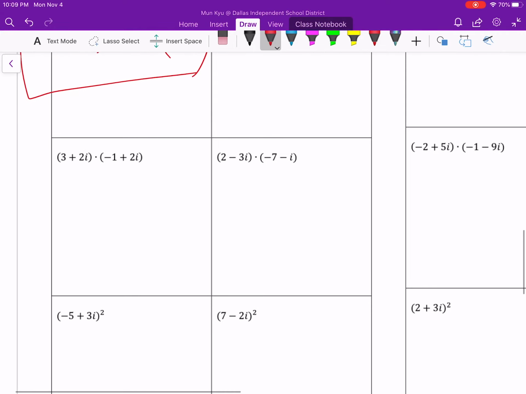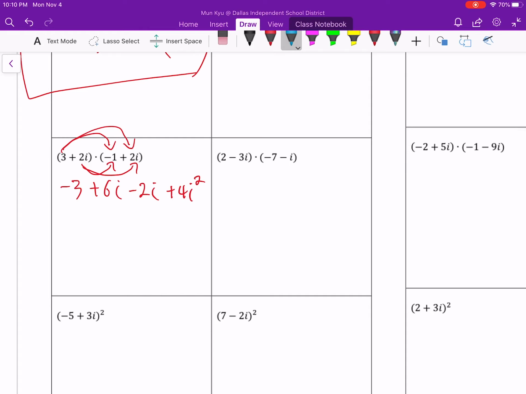Second one, we have to use FOIL here because there's a multiplication sign here. 3 times negative 1 is negative 3. 3 times positive 2i is going to be 6i. 2i times negative 1 is going to be negative 2i. 2i times 2i is going to be positive 4i squared. And here's the one thing that you have to notice. i squared is equal to negative 1. Which means this one is actually 4 times negative 1, which is negative 4.